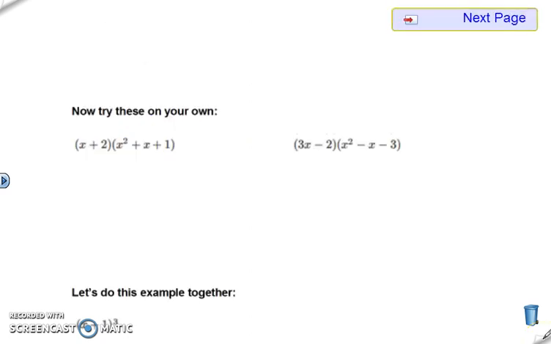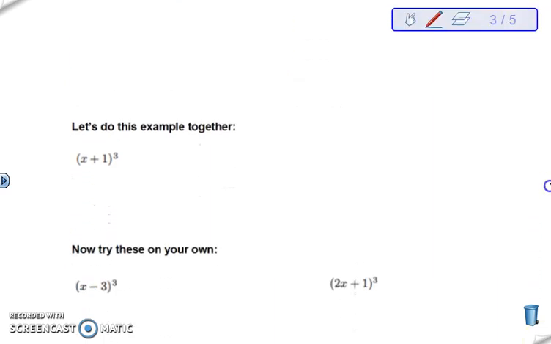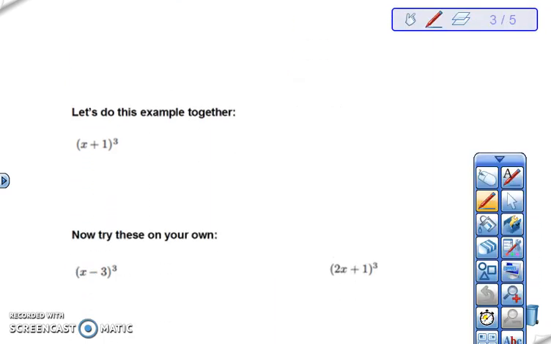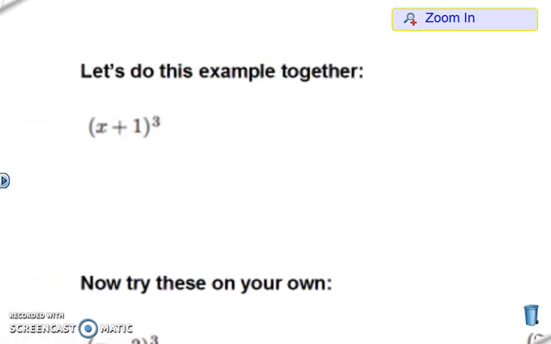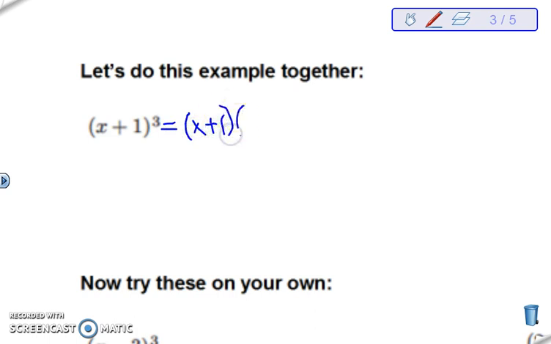All right. A couple of examples for you. What we're going to do next is look at cubing a polynomial. So if squaring means you multiply it by itself twice, cubing means we're going to do it 3 times.